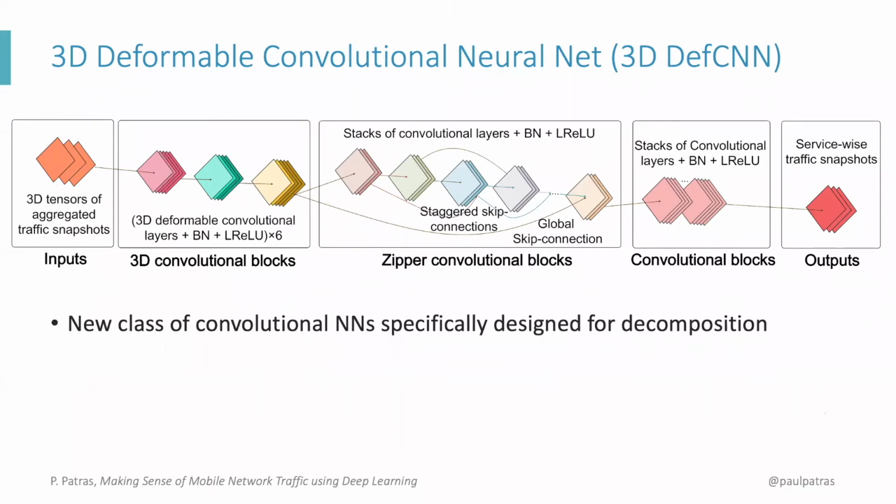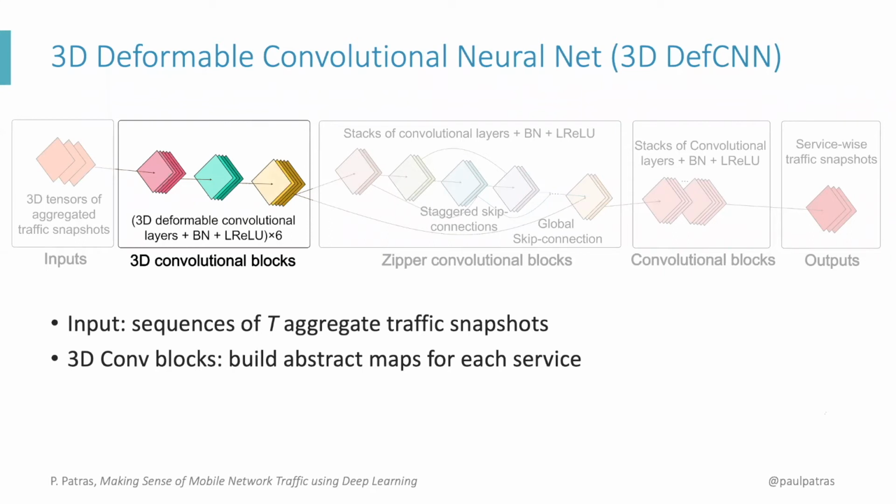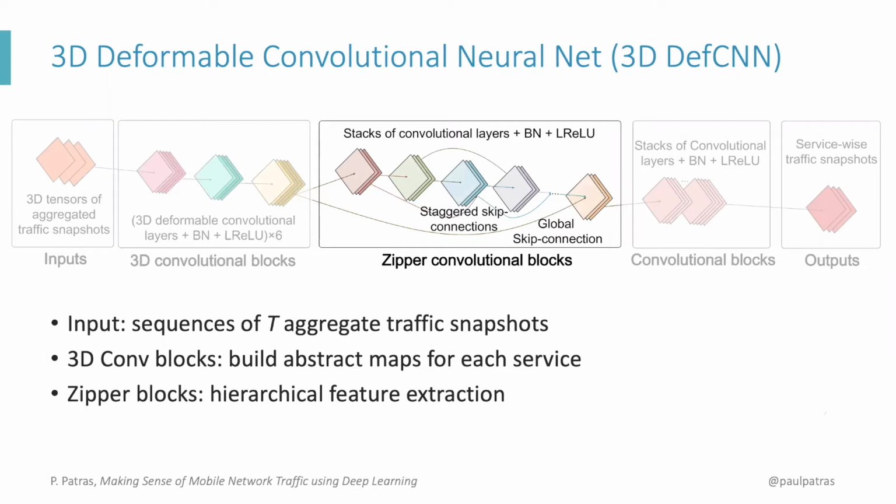Your input will be 3D tensors that represent aggregate traffic snapshots across a deployment across a time window, which are then converted into abstract maps that correspond to each different service. That's done through these 3D convolutional blocks, and then we use a set of zipper blocks, and I can speak about these a bit more later if you want. The idea is you try to extract increasingly abstract features that will help in the final downstream task, which is outputting information on a service by service basis.